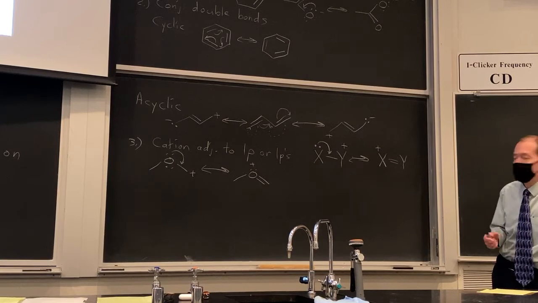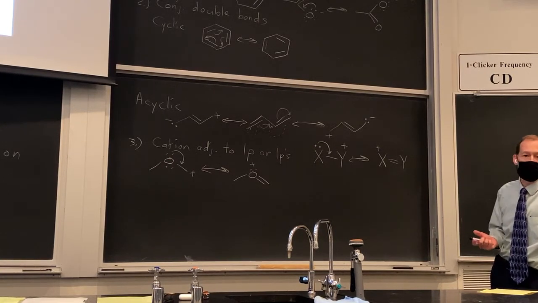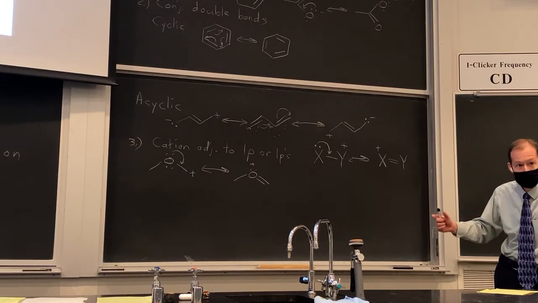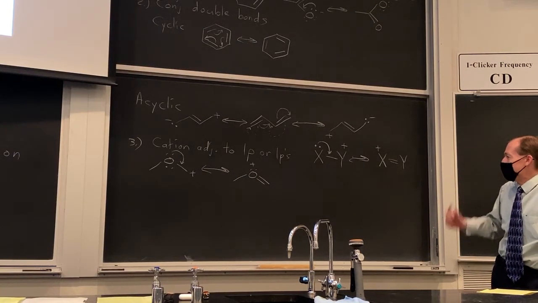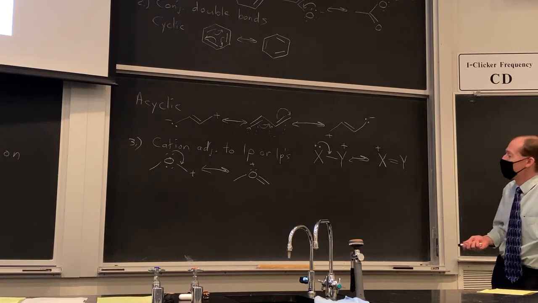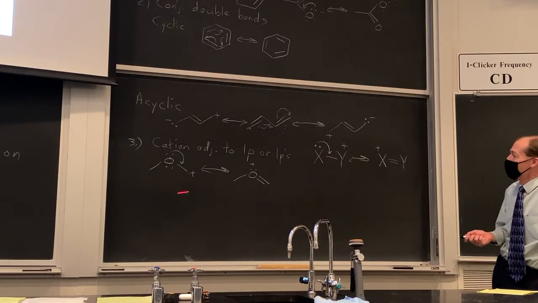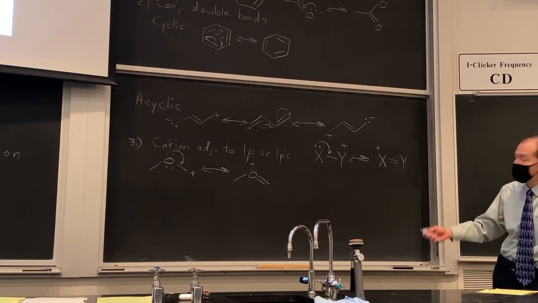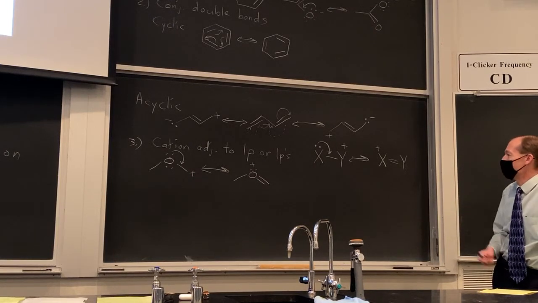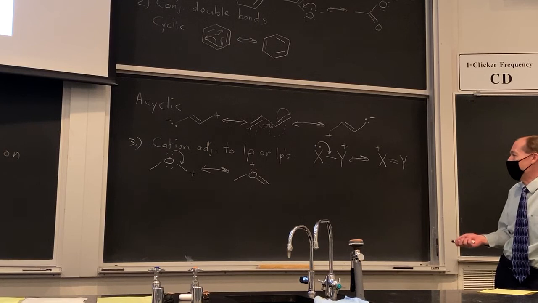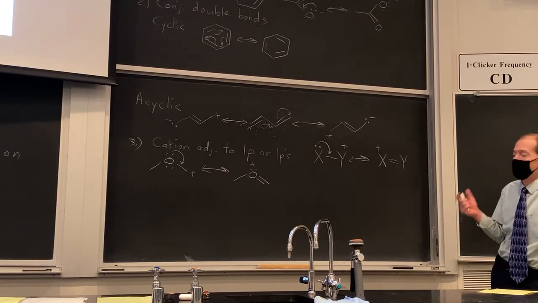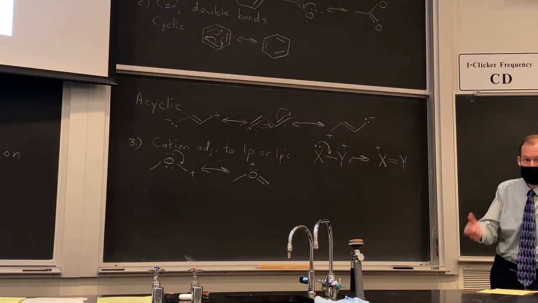Sometimes students get tripped up and they say, oh, oxygen is more electronegative than carbon, so I don't want a positive charge on oxygen. I'd rather have it on carbon. That's not accurate in this case because the resonance structure on the left has a carbon that does not have the octet. This carbon only has 6 electrons, whereas in the resonance structure on the right, all of the non-hydrogen atoms have satisfied octets.